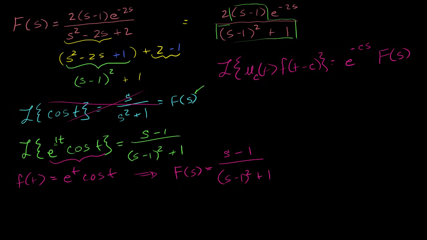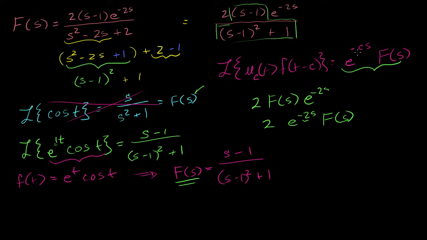Now, we have a situation here. This expression, let's ignore the 2 here. The 2 is just kind of a scaling factor. This expression right here, if this is our f of s, is equal to 2 times e to the minus 2s times f of s. Let me switch the order just so we make it look right. Well, that looks just like this if our 2 was equal to our c. Right? If our 2 was equal to our c. So what does that tell us?